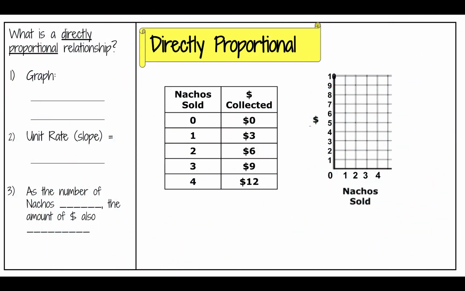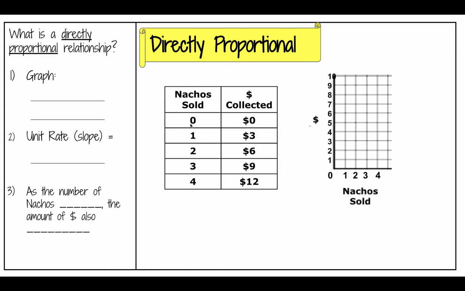You heard it. Directly proportional relationship is when you have 2 quantities that vary at the same rate. We can see it on a graph, we can see it in a table, and that's what we're going to practice. Looking at our table, we have nachos sold, money collected. Look at the x-axis with the graph and the y-axis. Label them in your notes. We're going to start by taking the information from the table and putting it on the graph.